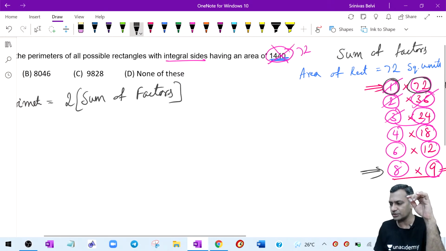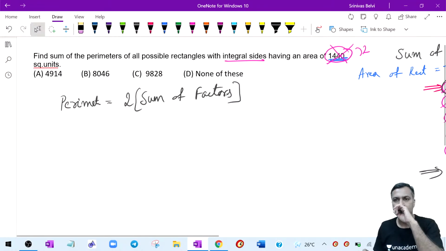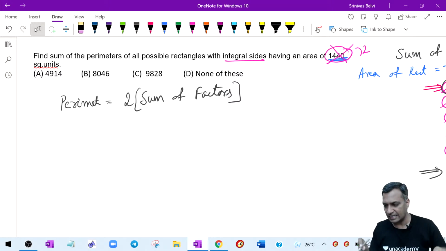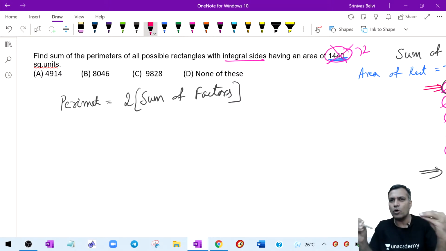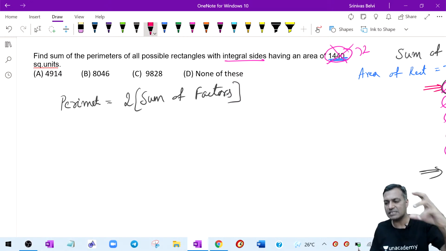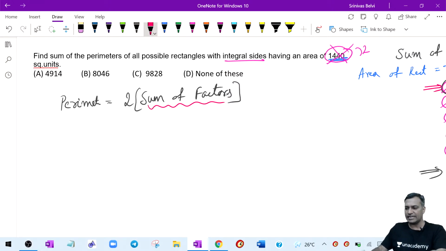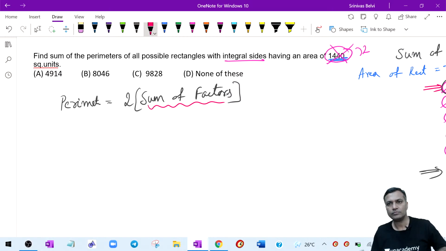Guys, are you clear on this? Don't expect that they will throw questions directly, like asking for the sum of the factors. No, they will create a roundabout application. We need to realize that this is technically talking about the sum of the factors. Of course, it's twice because it's a perimeter. I need to duplicate each factor there. Everyone clear? Twice the sum of the factors is clear.